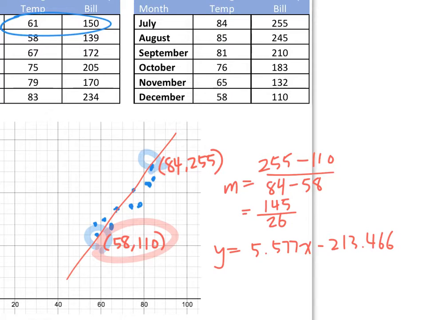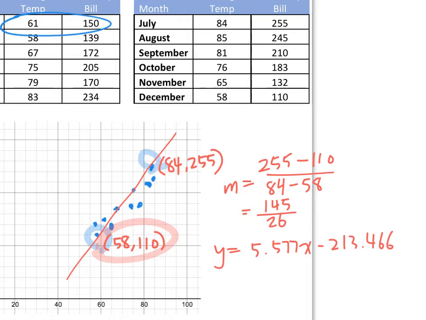If you're going to do fraction, the whole thing is fraction. If you're going to do decimal, the whole thing is decimal. So please don't put fraction and decimal in the same equation. That just looks very awkward. Okay, so what I'm saying is a lot of you put the slope as this fraction. Please change it to 5.577.